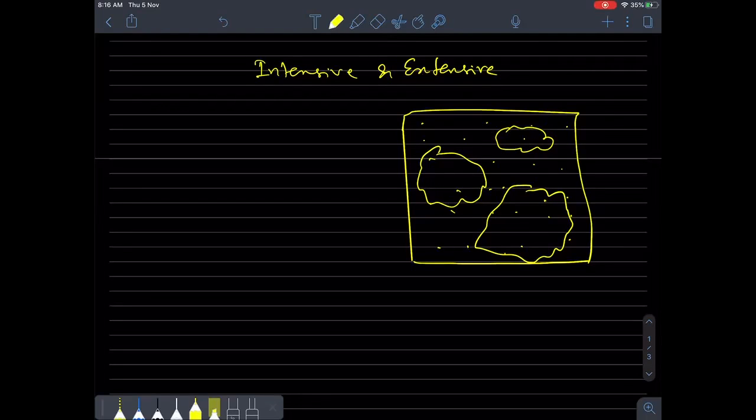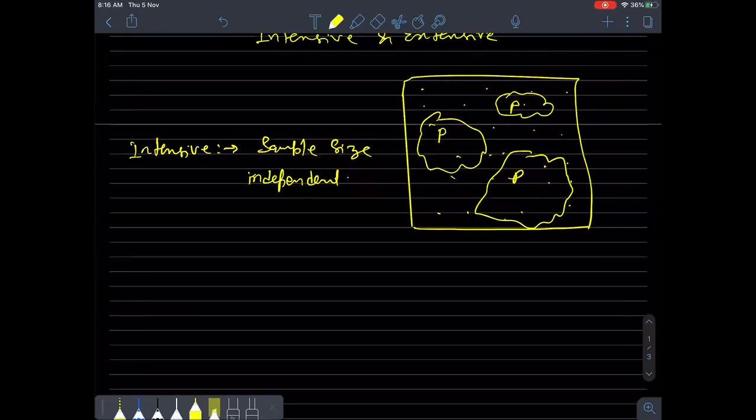So ask, what will be the pressure here? P. Then what will be the pressure here? Will it be different or same? Answer is same. P. Here P, because P at every corner will be same. So anything which is sample size independent is known as intensive variables. Intensive means sample size independent. Extensive means sample size dependent.